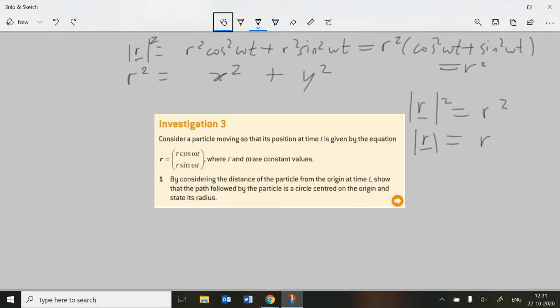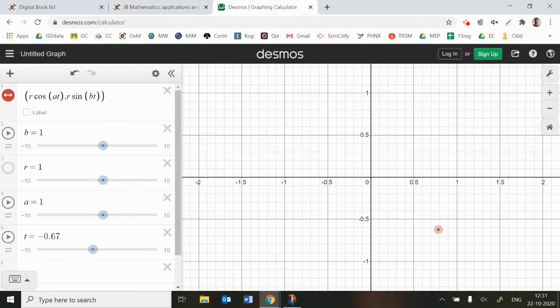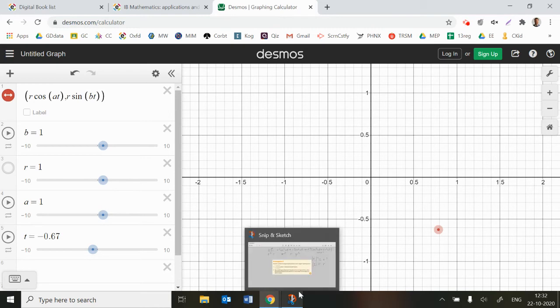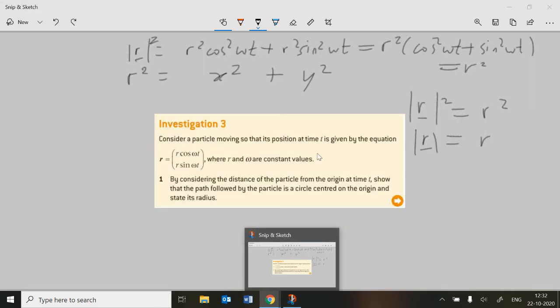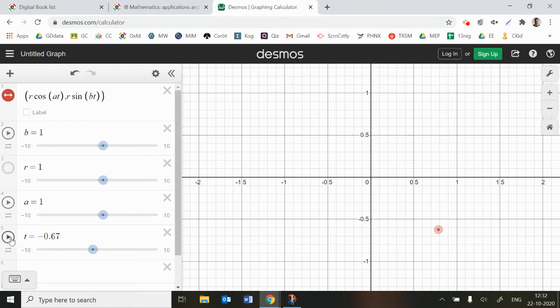Okay, now I've gone and made this up. So I've just created this thing, and again, I've come up with my vector, but in a coordinate form on Desmos here. And if I press play on the time, because time is the thing which is changing here, you can see that we've got this point moving around in a circle. Okay, it's going backwards and forwards because I've just restricted the t to be between -10 and 10, so it's bouncing forwards.